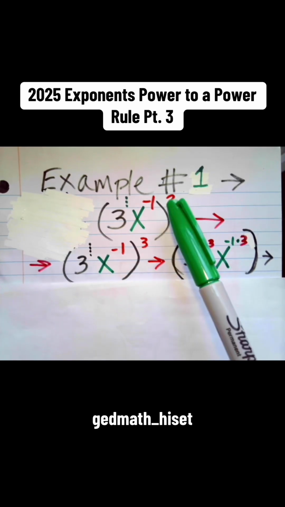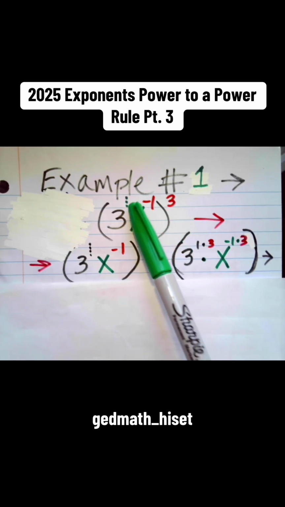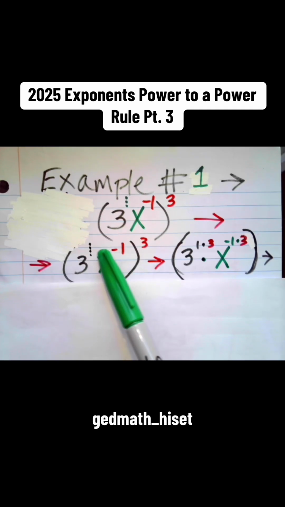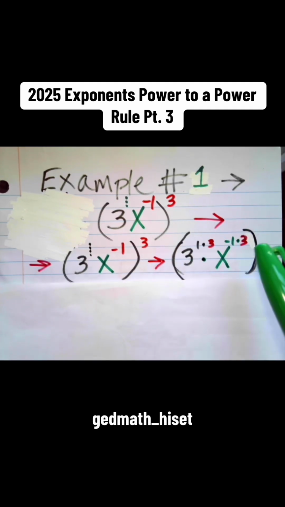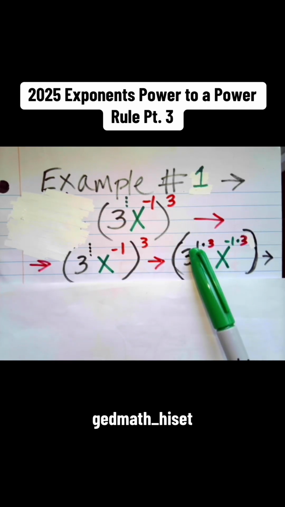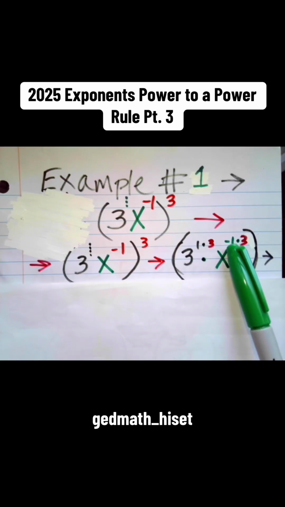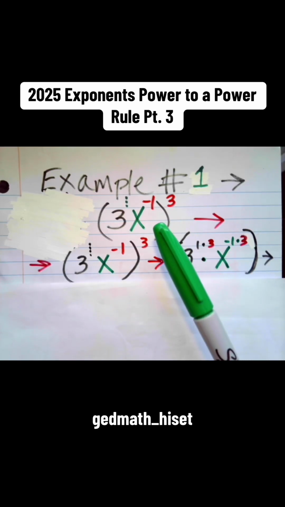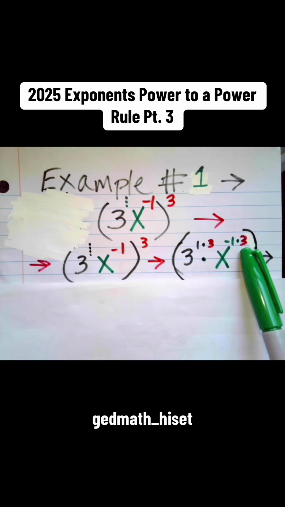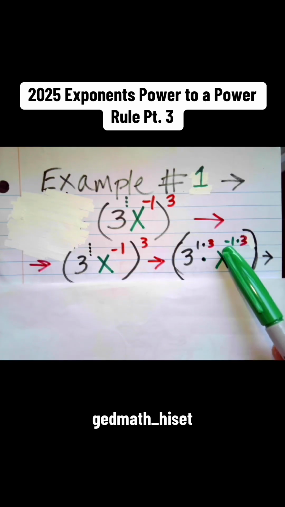But here, I'm going to move a little bit quicker. I'm going to multiply that 3 times both of these exponents. And that's what I'm showing you here in this next step. Invisible 1 times 3 and a negative 1 times 3, power raised to a power. And so 1 times 3 is 3. Negative 1 times 3 is a negative 3.